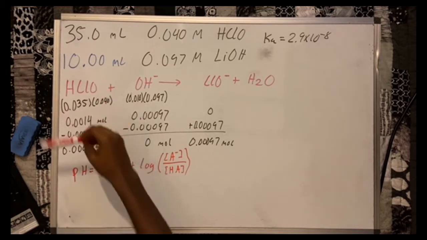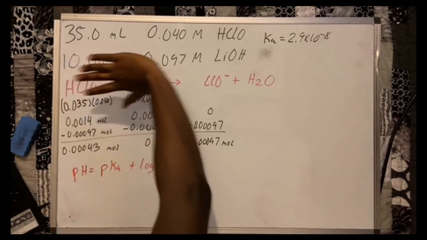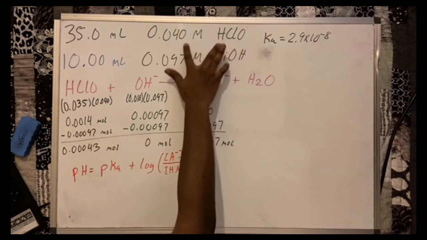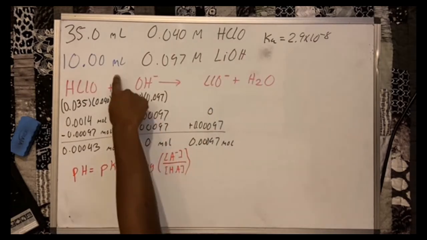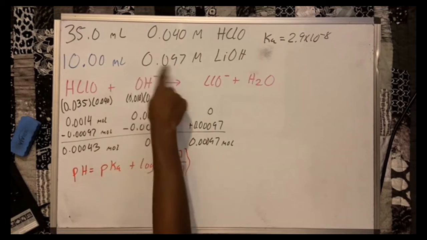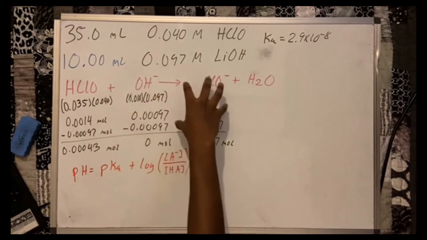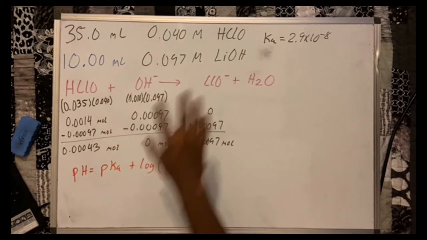So for the first one, you could ignore this line because I wasn't adding it. It's just asking what's the pH of this concentration. But now since we're adding some of this into it, we have this reaction going on first, and then we find the pH.